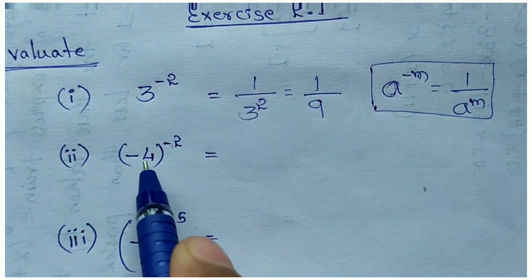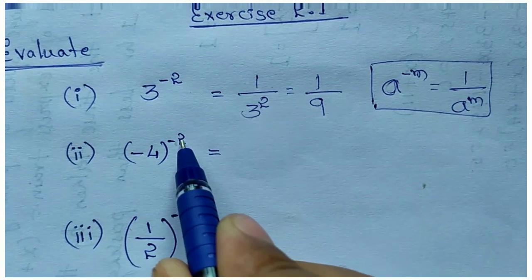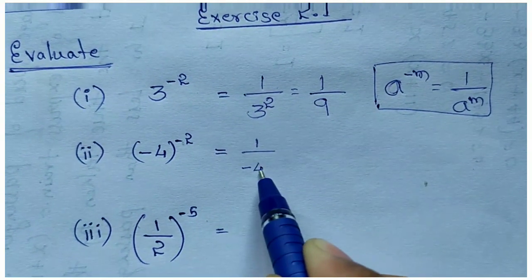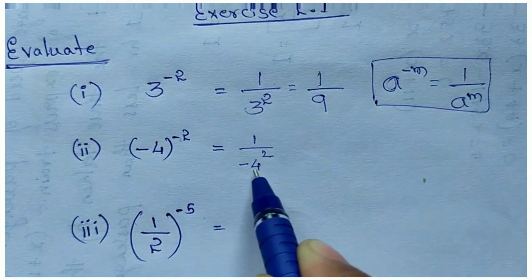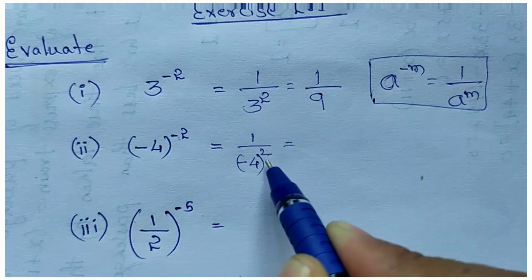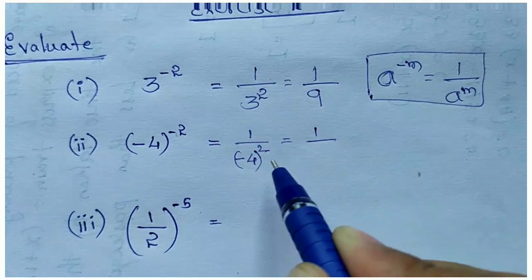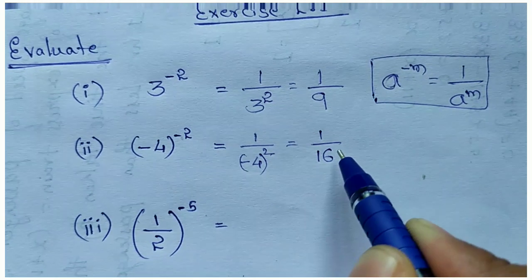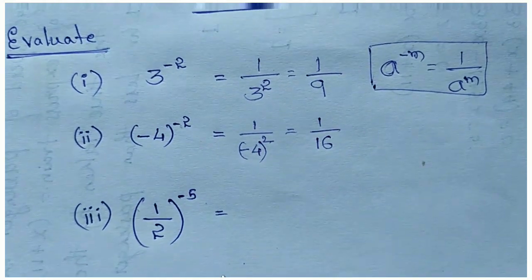Next, minus 4 power minus 2, so that one also I will write as minus power 2 or else minus 4 square. Okay, so minus 4 square means what? So it will be 4 4s are 16. So which 16? Plus 16. So our answer will be 1 by 16.